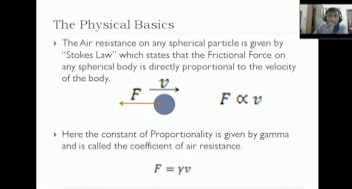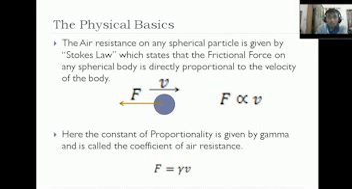Let's move on with the air resistance part of the physical basics. This air resistance force is given by a law by an American scientist called Stokes, and is called Stokes' law. It states that the frictional force on any spherical body is directly proportional to the velocity of the body, that is, F is directly proportional to v. When the proportionality is replaced by an equality, we get a constant, denoted by gamma, called the coefficient of air resistance. So the net formula for the force is F = γv.